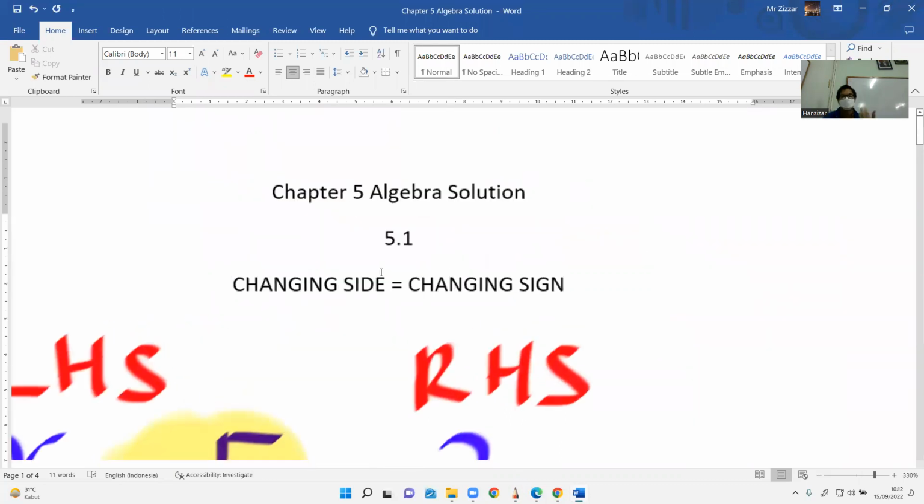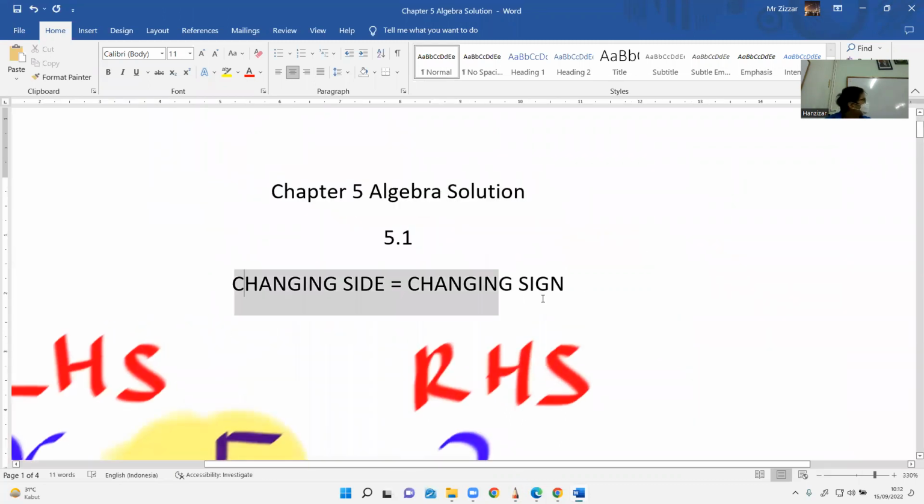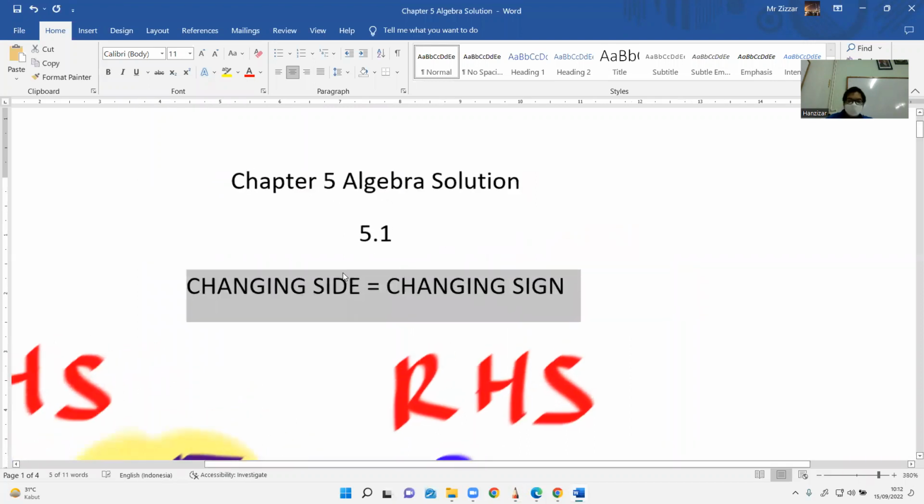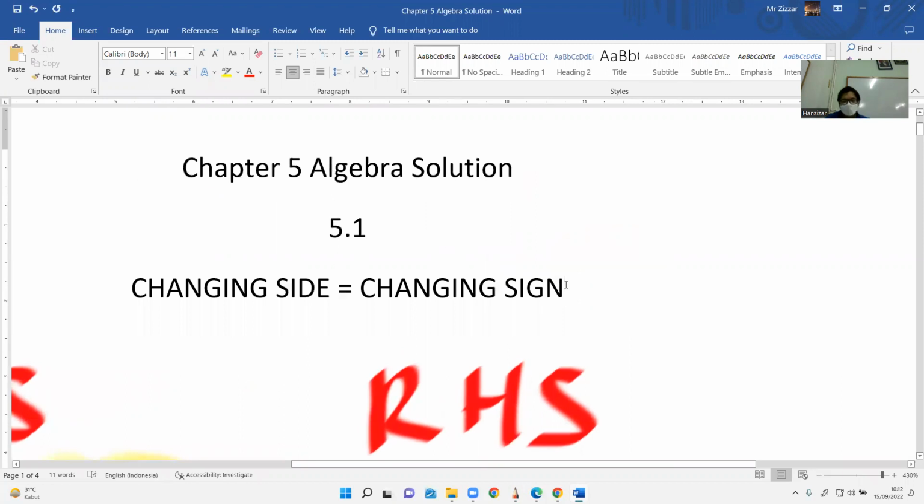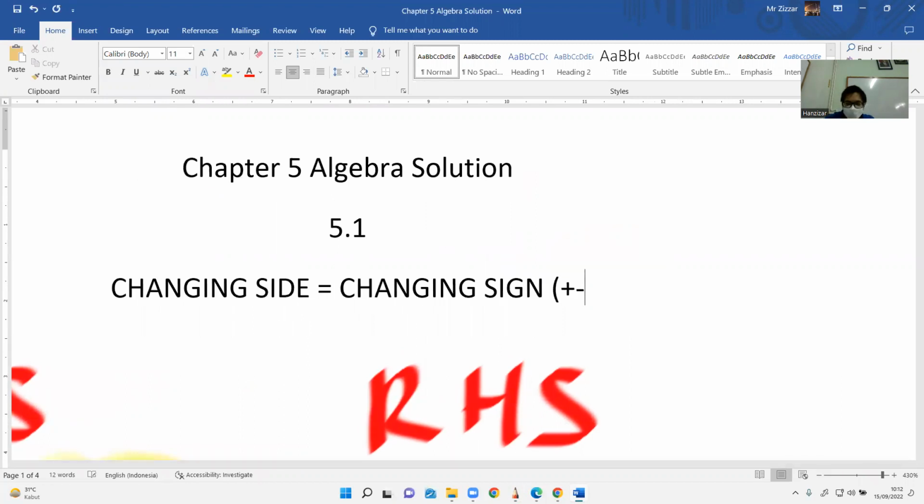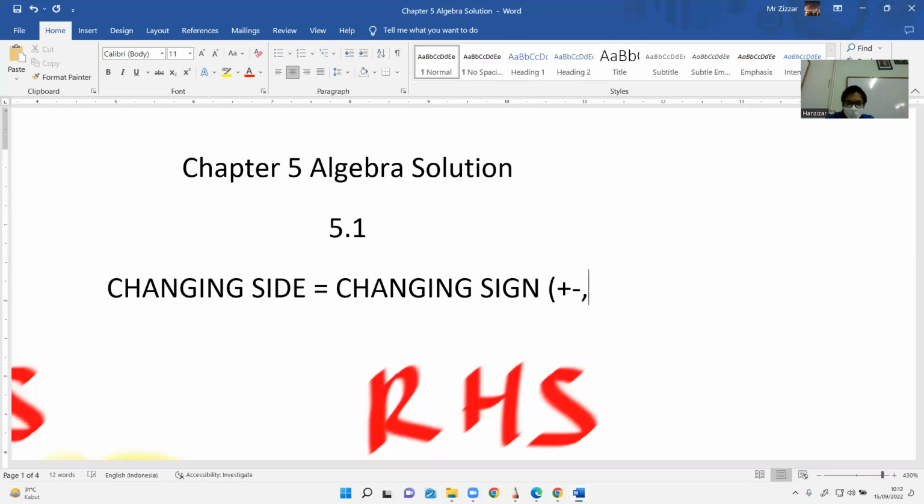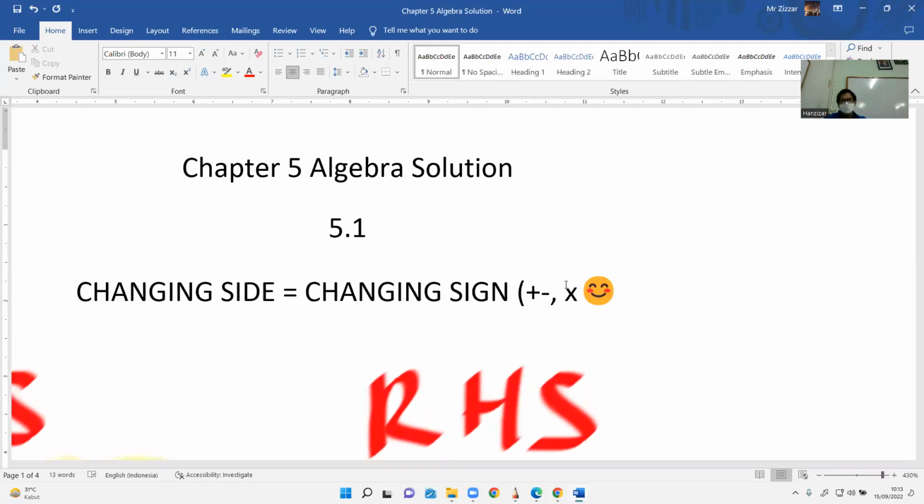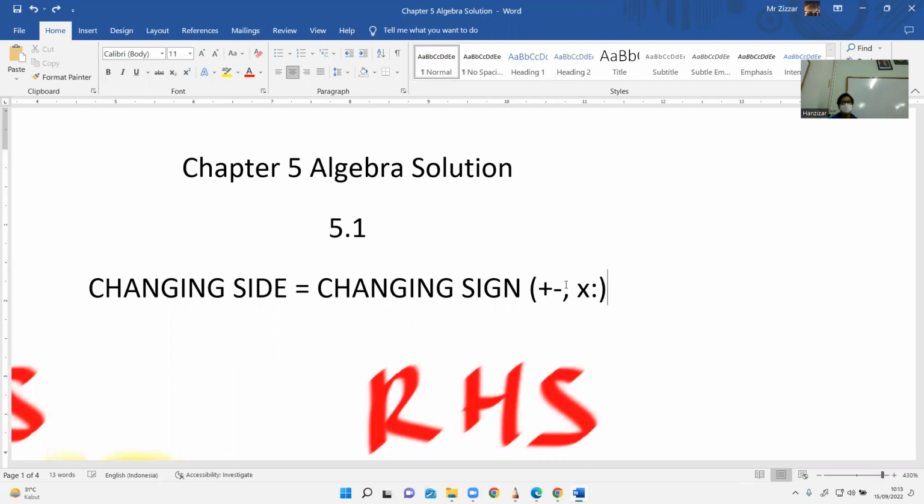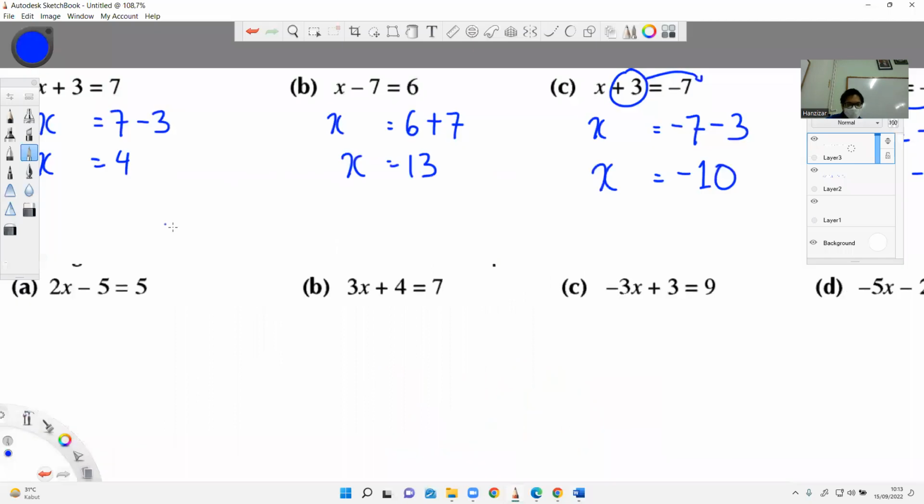Okay, look at this. Changing side, changing sign. Either left to right or right to left, it's the same. Plus becomes minus, minus becomes plus, times becomes divide, divide becomes times. Let's see. There you go.